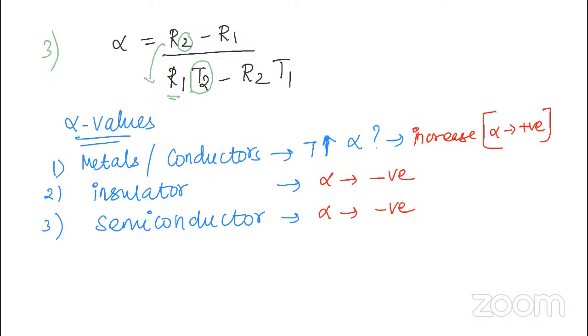Another name for this is positive temperature coefficient. So here it is positive, a positive temperature coefficient alpha. And this is negative temperature coefficient, so these are all negative temperature coefficient. Very good. 2 and 3 are negative.